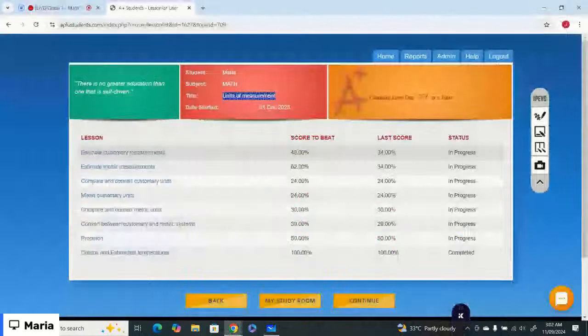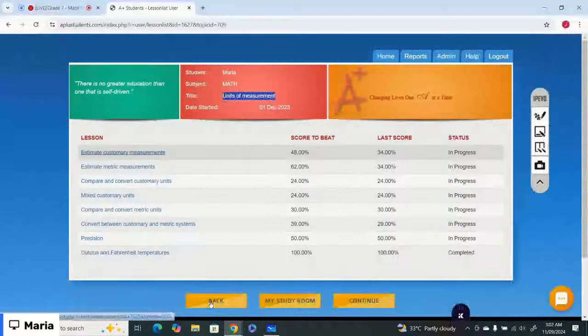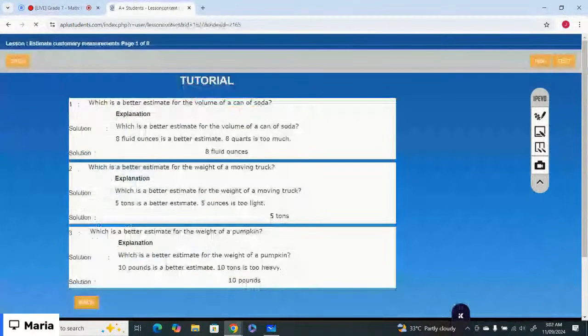So here I am on grade 7 math. The chapter now is units of measurement. Let's start with the first lesson. The first lesson is estimate customary measurements. Let's start with the lesson.